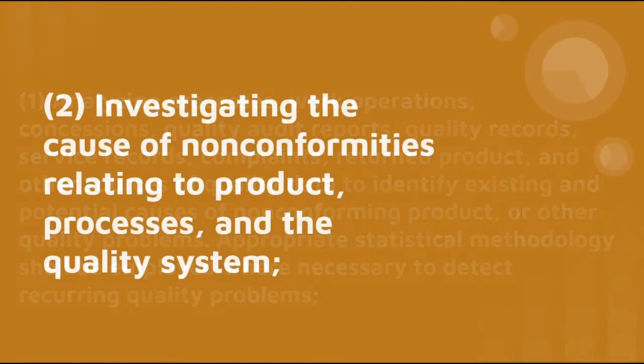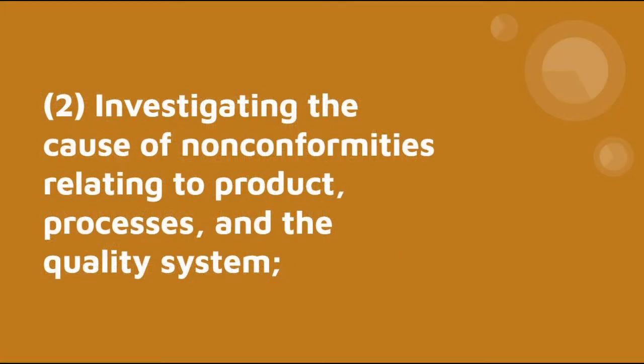So the second thing that needs to be included in our CAPA procedure is steps for investigating the cause of nonconformities relating to product, processes, and the quality system. So it's really important that manufacturers have guidelines and steps in place for determining why products, processes, or the quality system aren't meeting standards. Because if companies can't determine what is causing these nonconformities, it makes it extremely difficult to rectify them later in the CAPA process.